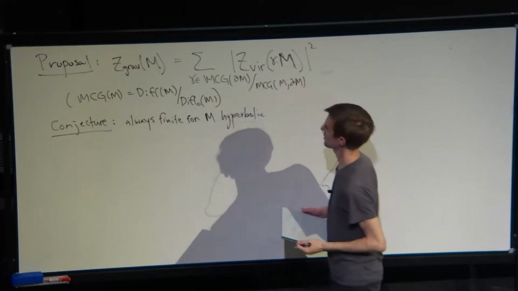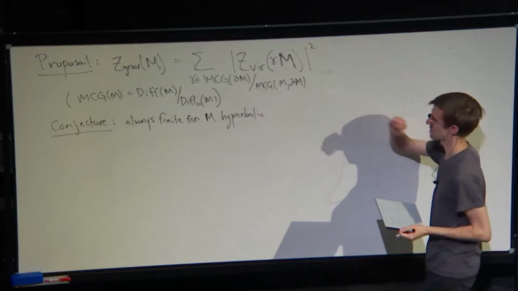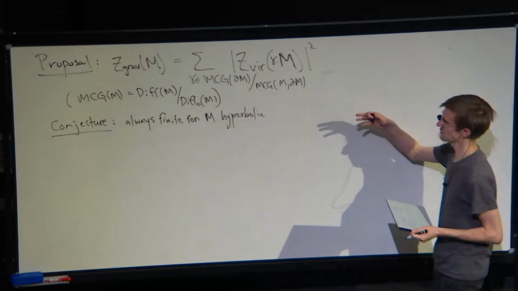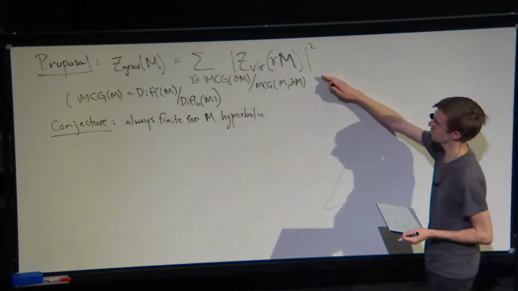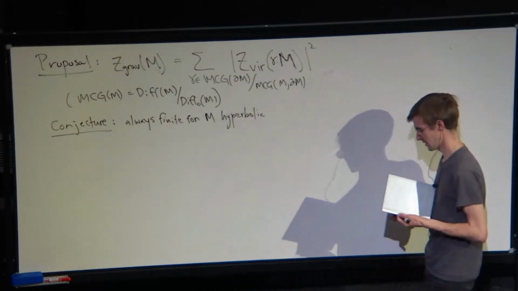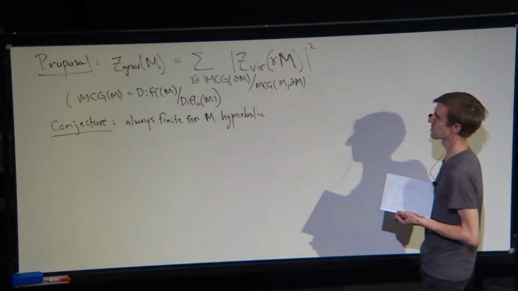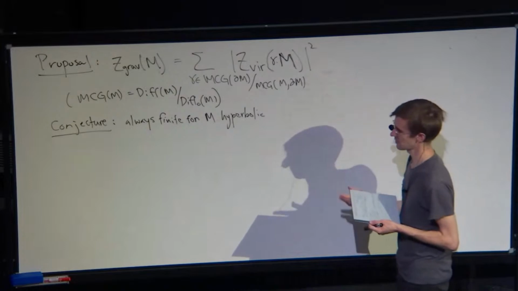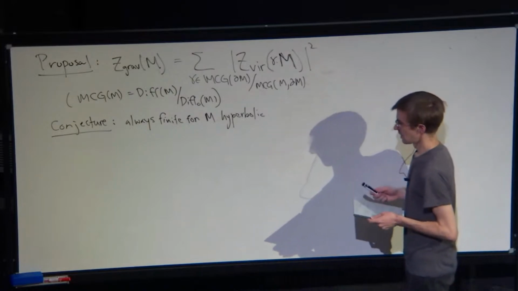As an aside, it's not obviously ill-defined if M is not hyperbolic. In some silly examples, it is, but it's not totally clear when this is finite, or what the meaning would be for M non-hyperbolic if this is finite. What is the interpretation? Okay.